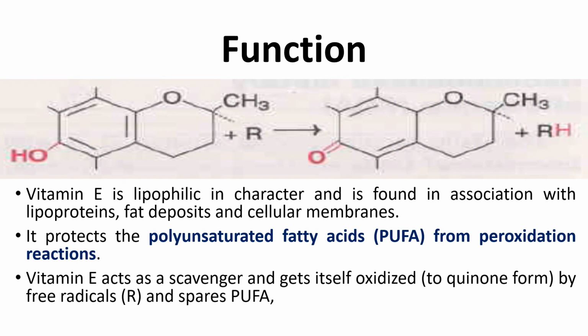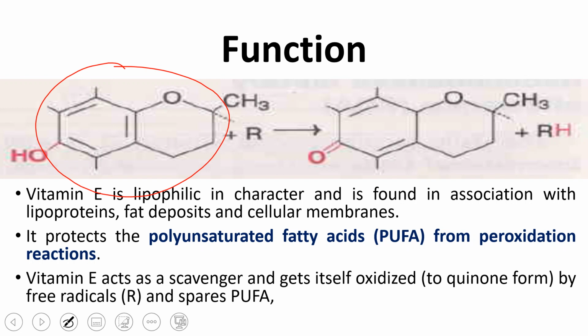So if you see the structure of vitamin E, this is the chromane ring where we have the OH group. During the oxidation reaction, this H is going to be removed from the vitamin E, and so it works as an antioxidant. The main function of vitamin E, which works as an antioxidant, depends on this chromane ring and especially this hydroxyl group.